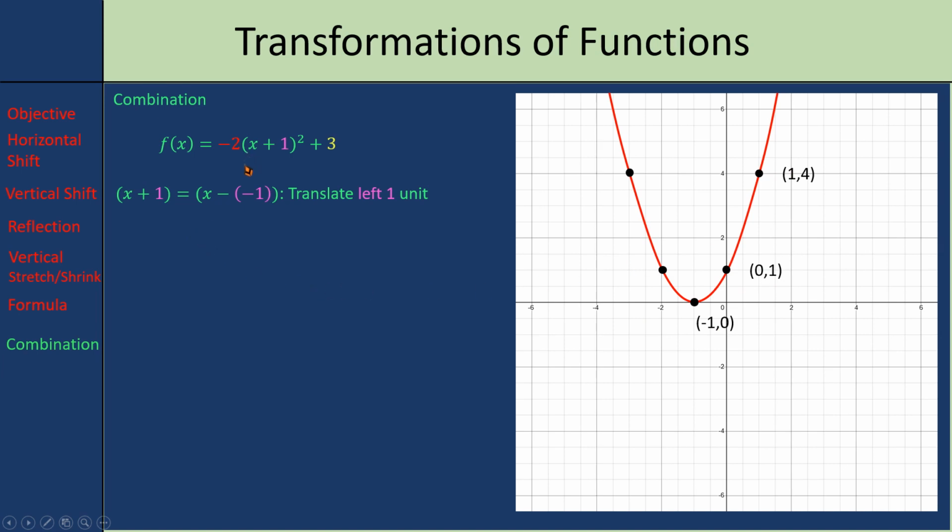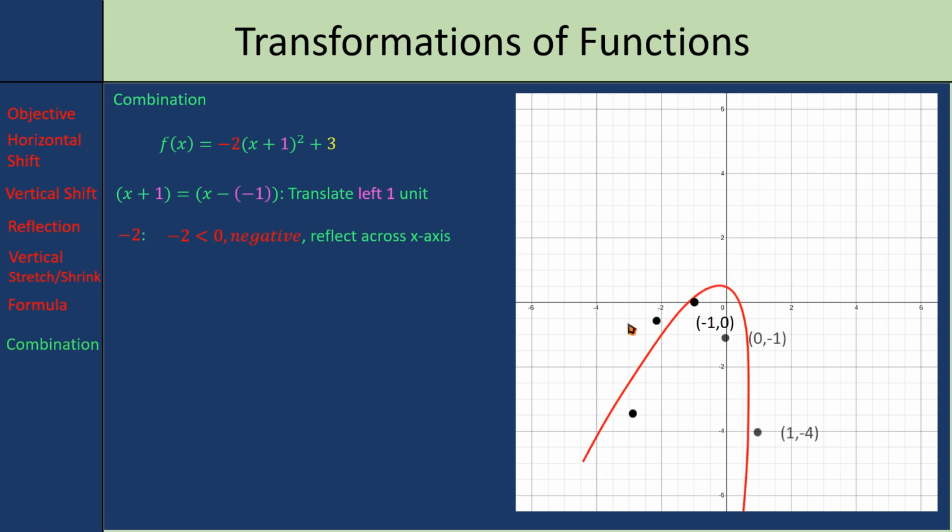And then the next thing we've got to do is look at the -2. What does -2 do? A few things. Is it positive or negative? It's negative, right? It's less than 0. It's negative, so it reflects across the x-axis. So you turn the graph upside down, and it goes down like that, right? And all your y values become negative of themselves. It used to be +1, now it's -1. It used to be +4, now it's -4.